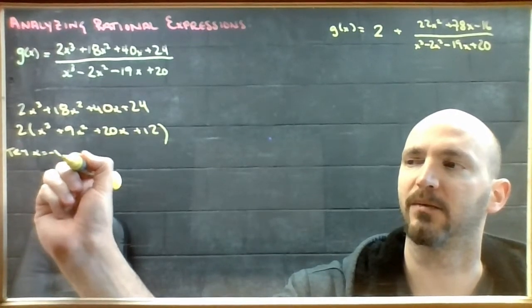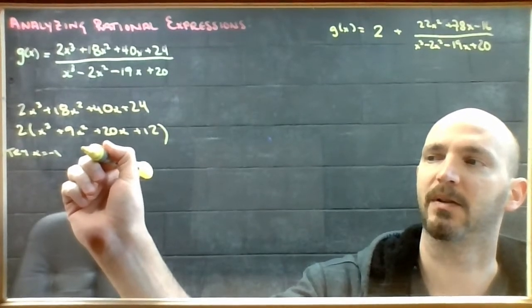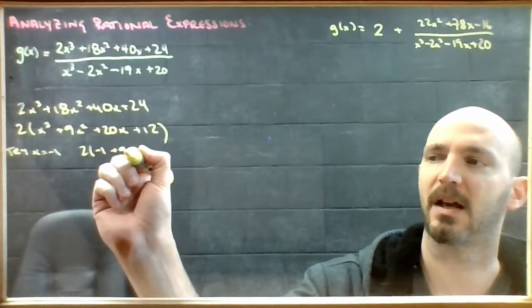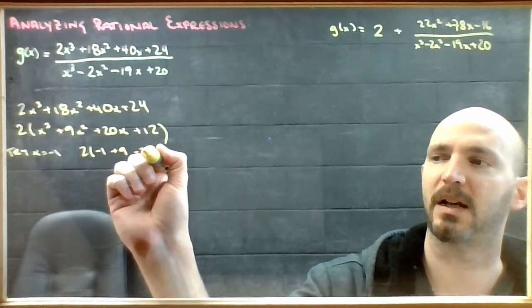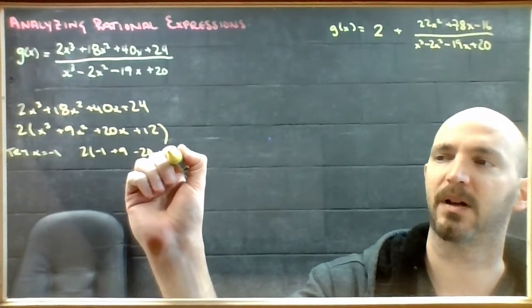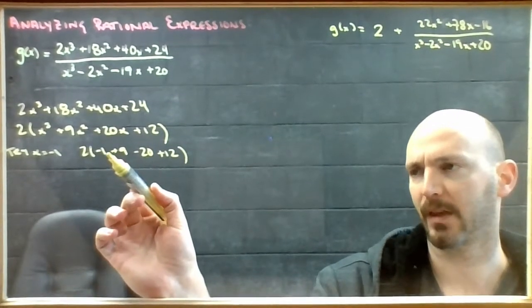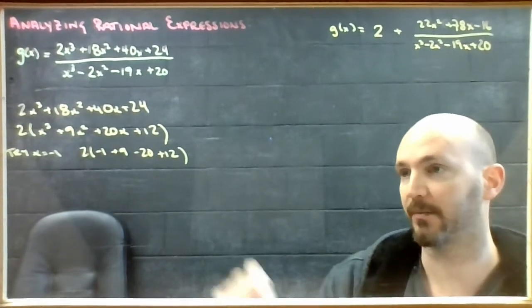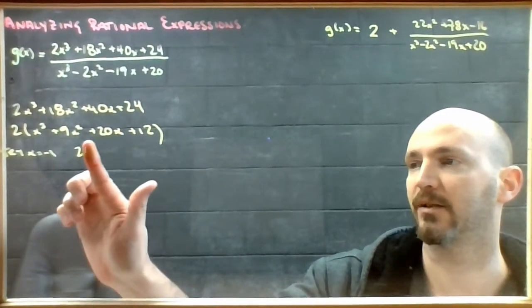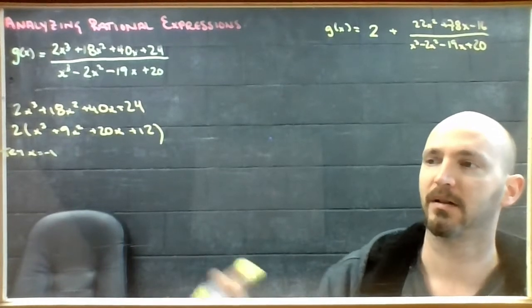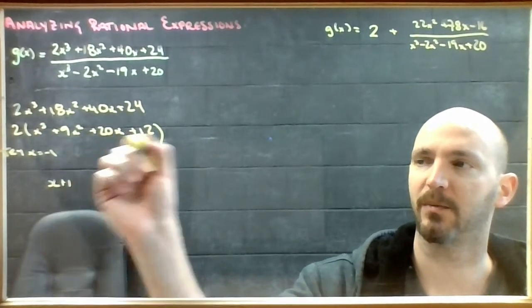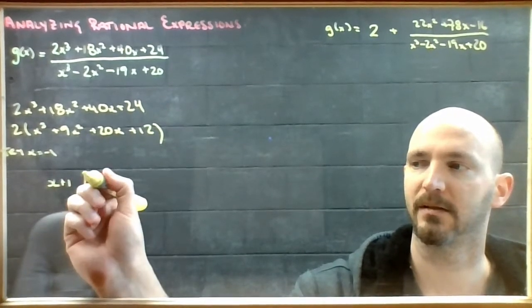Try x equals negative 1. So I would have 2 times minus 1 plus 9 times 1 minus 20 plus 12. That's negative 21, that's positive 21. Yep, it works. Okay, so now that I know that that factor works, I'm going to divide it out. So pull out a factor of x plus 1 from this horrendous cubic.